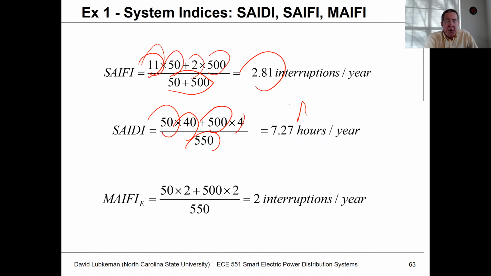And then for the MAIFI, we just focus on the momentary events, and we get an interruption number as well. So this is a baseline number that we could use for figuring out the benefit of different improvements. And what we would see then is these numbers change when we make improvements to this particular circuit.